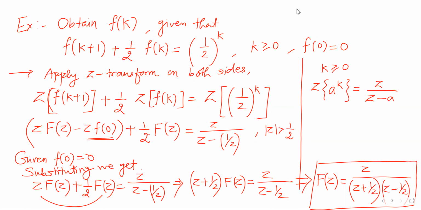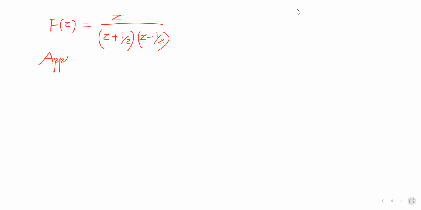Now we'll apply the inverse z transform to this. So what is our F(z)? F(z) is z upon (z plus half) into (z minus half). Now apply the inverse z transform on both sides. Here I forgot to write mod z greater than half on both sides.